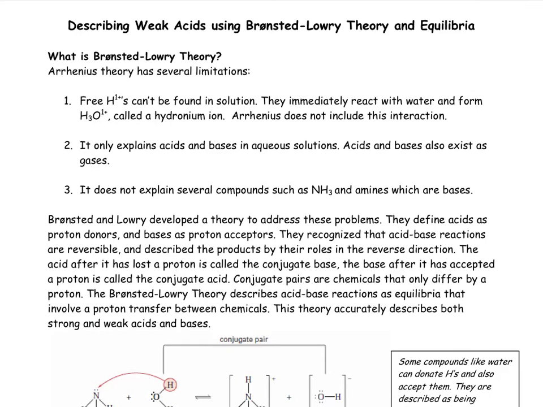The Arrhenius theory of acids and bases has several limitations. It defines acids as producing H+ ions. However, free hydrogen ions can't be found in solution. They immediately react with water and form hydronium ions, or H3O+. Arrhenius theory does not include this interaction.